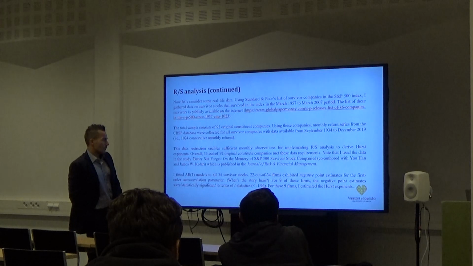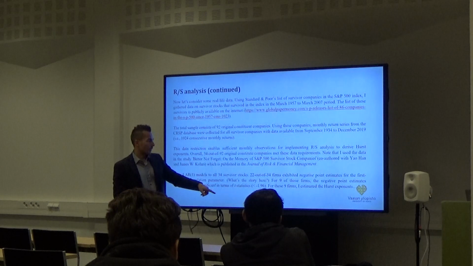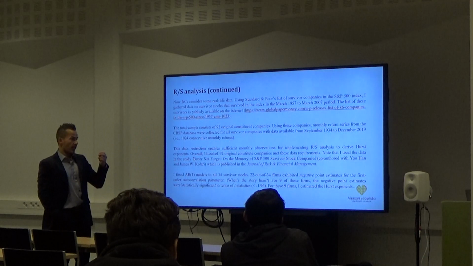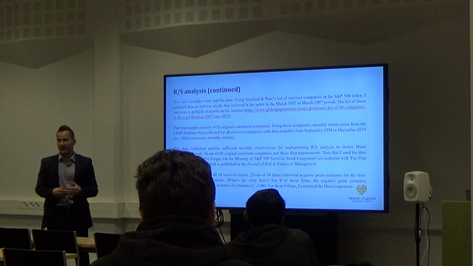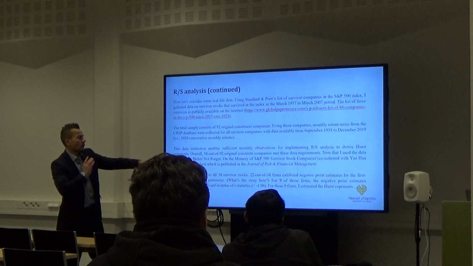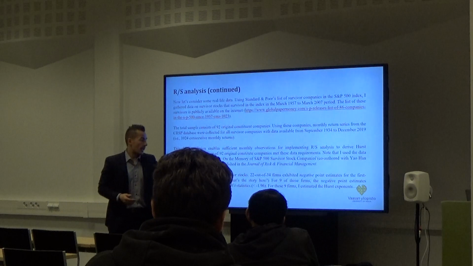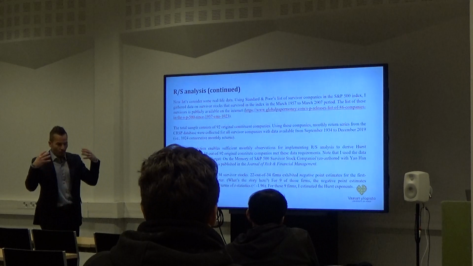So what I did then is, okay, I fitted AR(1) models to all of these 34 survivor stocks. And I figured out that 22 out of 34 exhibited a negative point estimate for the first order autocorrelation parameter. And again, we have discussed this earlier today, because of this short-term reversal effect, okay? That's the short-term reversal effect that you should find in the data. For 9 out of these 22 stocks, the point estimates were statistically significant, because the t-statistics were less than minus 1.96.